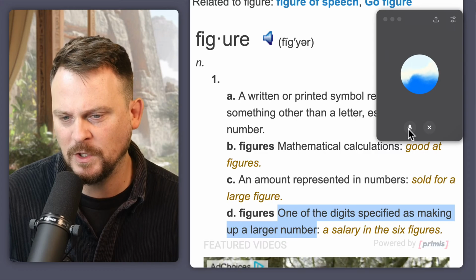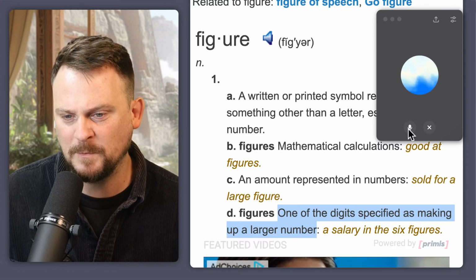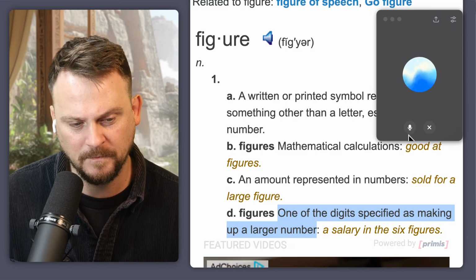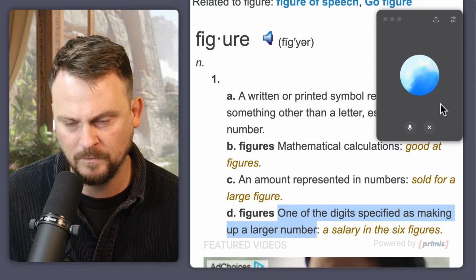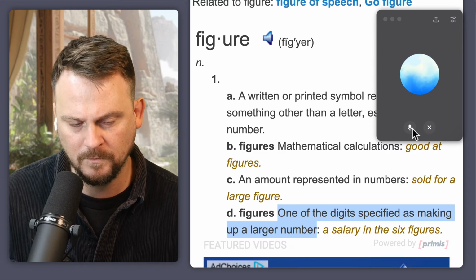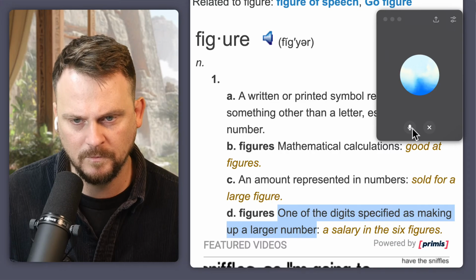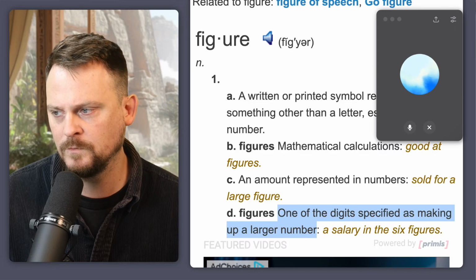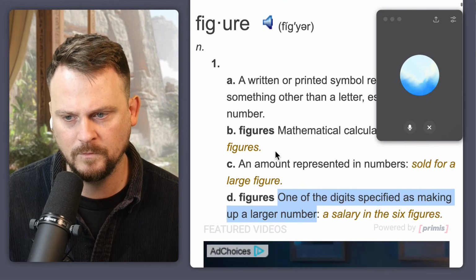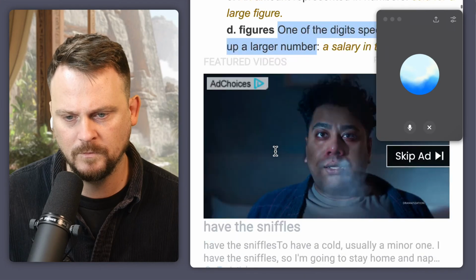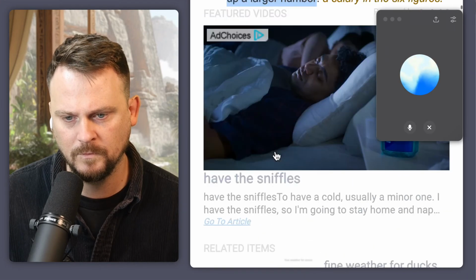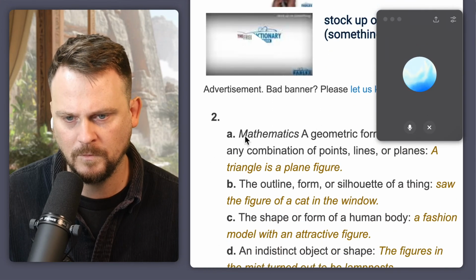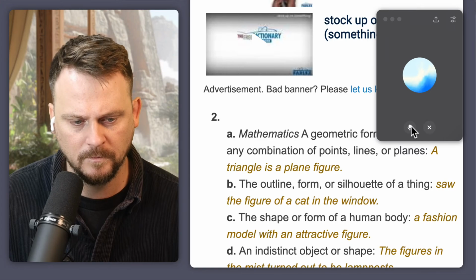Okay, got it. Just a quick question. What does one of the digits specified as mean? That also sounds a bit weird. Specified as in this context means designated or identified as. So when we say one of the digits specified as making up a larger number, it refers to each individual digit being recognized or counted as part of the entire number. It highlights that each digit contributes to forming the complete number. Okay, got it. Thank you. You're welcome.